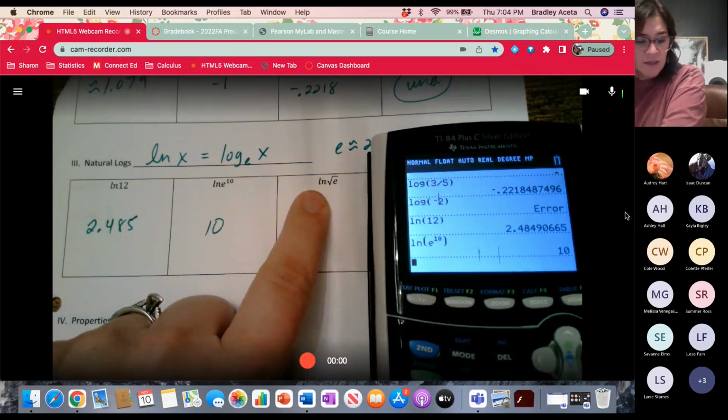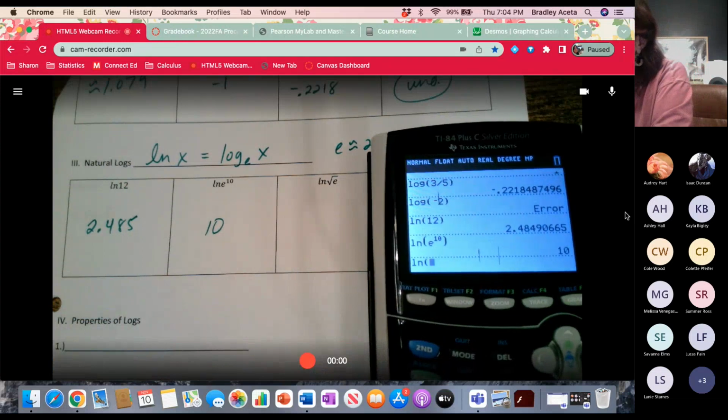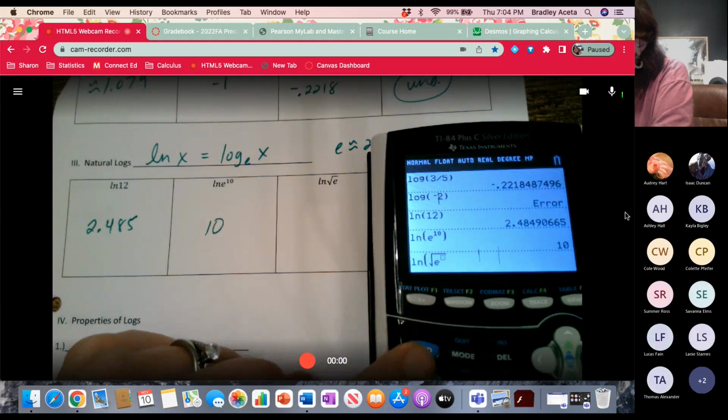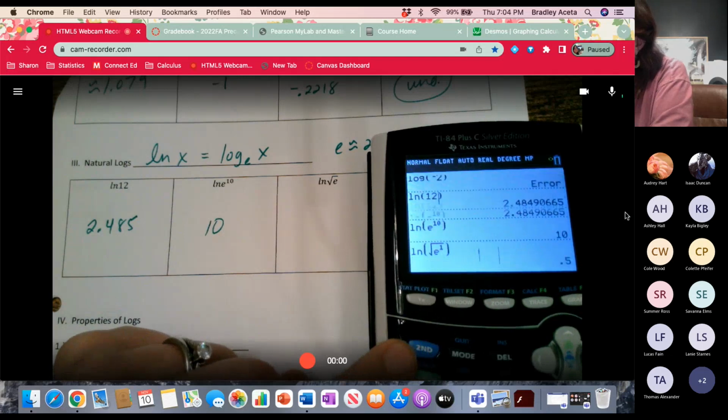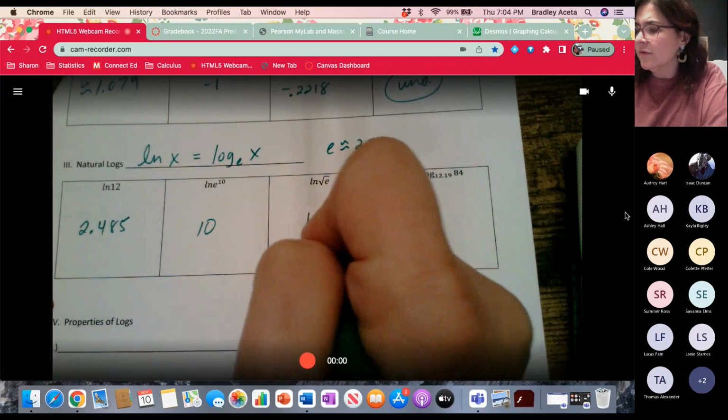This one is ln of the square root of e. The square root of e, I'm going to just write as e to the 1/2, because that's what it is. And it's 0.5 or 1/2.